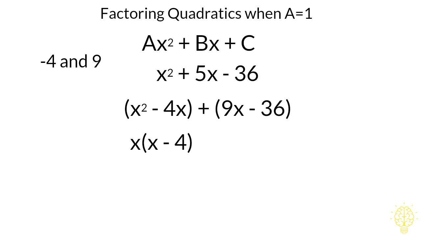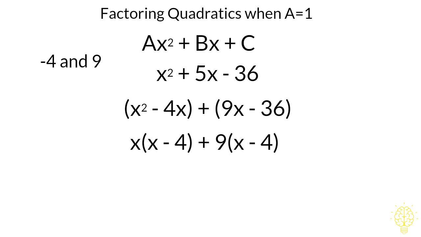And we'll do the same thing to the other part. The common factor of 9x and negative 36 is 9. So we'll write this as 9 times x minus 4. The reason that works is because 9 times x would equal 9x, and 9 times negative 4 would equal negative 36. Okay, there's just one last step.